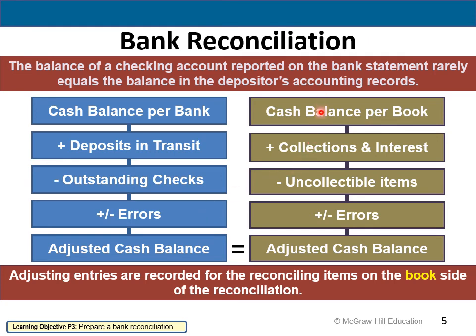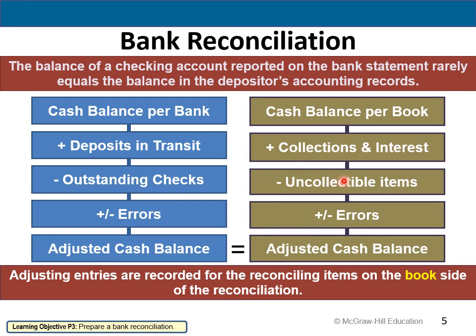All right. Adjustments to the book balance, cash collections and interest. Certain things like notes receivable are actually collected by the bank. You may recall notes from the previous chapter. And so when the bank makes those collections, they're going to include it in the bank statement balance, but it may not necessarily be reflected in the accounting records. All right, so we'll make that adjustment.